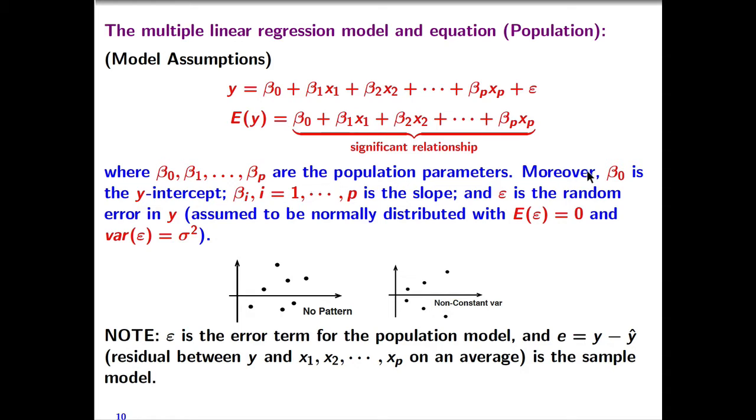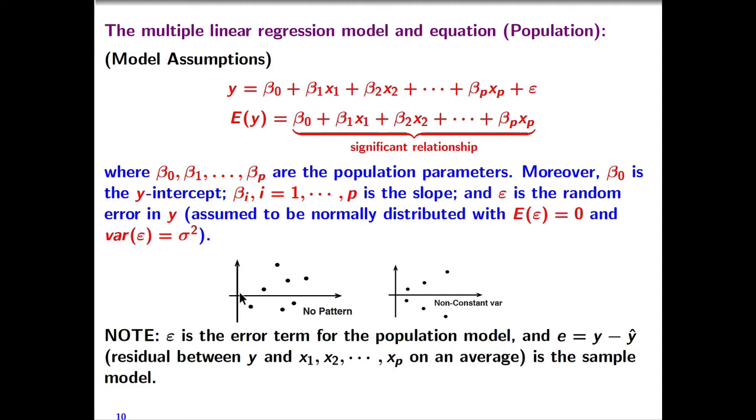Moreover, beta 0 is the y-intercept, beta i for i equals 1 all the way to p is the slope, and epsilon is the random error in y assumed to be normally distributed with expected value of epsilon equal to 0 and variance of epsilon equal to sigma squared.